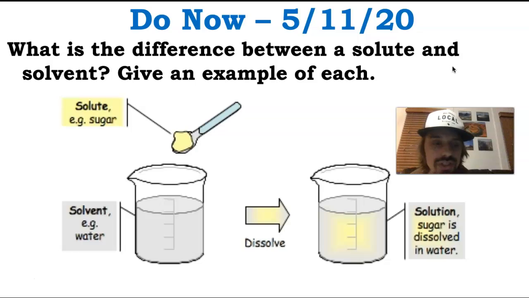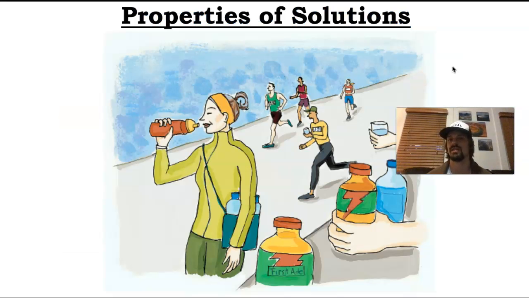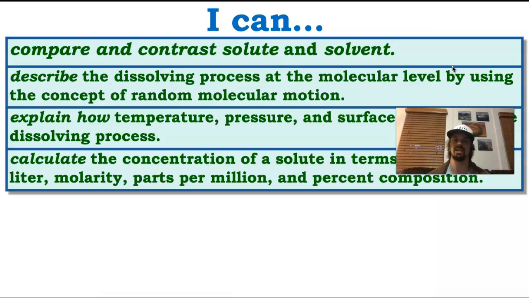So the solute is the sugar in Kool-Aid. The solvent is the water. What is dissolved is the solute. What is doing the dissolving is the solvent, and it makes a solution. And today I want us to understand properties of solutions. That's what this lesson is about.